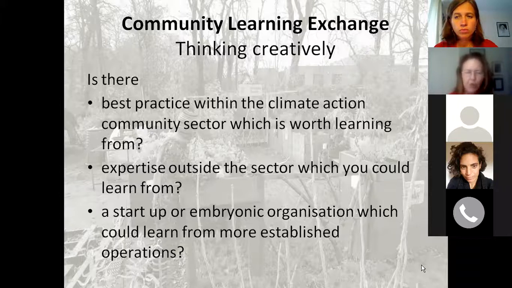There may be organisations outside the sector, again these community groups, that you think you could learn from. Are you a startup or embryonic organisation which could learn from more established operations? Again, to follow Katharina's theme, it's about not making errors or mistakes. Somebody else has been on that road before you and can say, actually, don't go down that road. We've done that road. It was a waste of time.